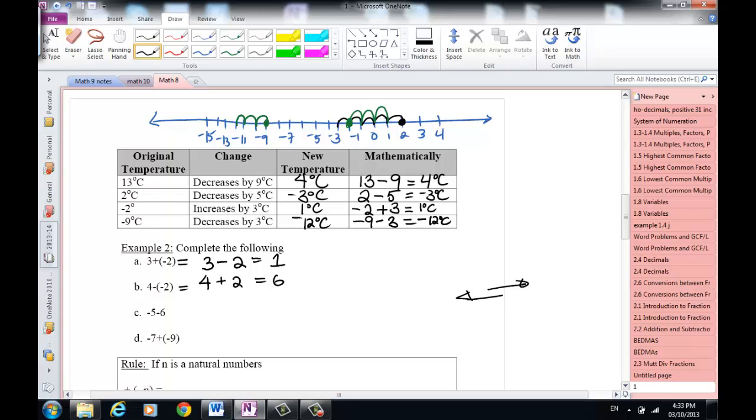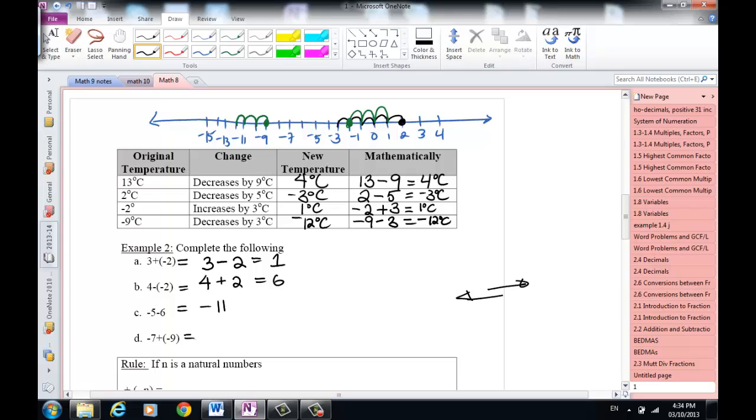For C, we have -5 minus 6. So we go back 5, and then we go back 6 more. So if I go back 5 and then I go back 6 more, I've gone back 11. And you can try and think about this as steps if you want to. So if you take 5 steps backwards and then you take another 6 steps backwards, how many steps backwards have you taken? Well, -11 steps.